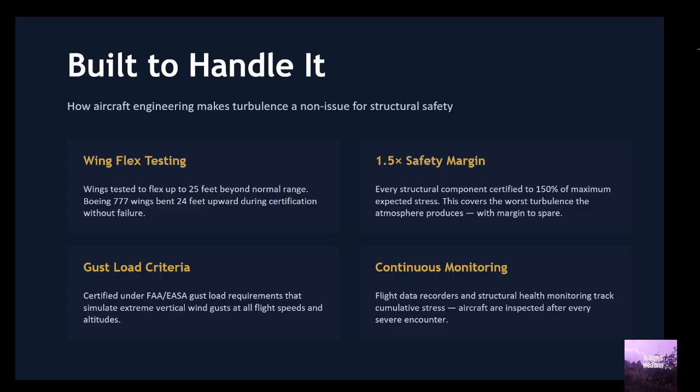Wing flex testing. Wings are tested to flex up to 25 feet beyond normal range. Boeing 777 wings bend 24 feet upward during certification without failure. Gust load criteria. Certified under the FAA and EASA gust load requirements that simulate extreme vertical wind gusts at all flight speeds and altitudes.